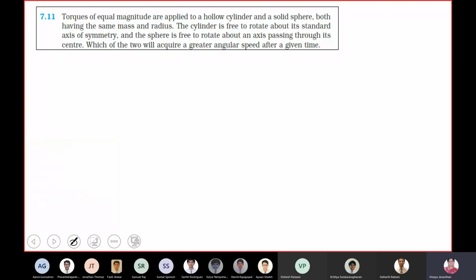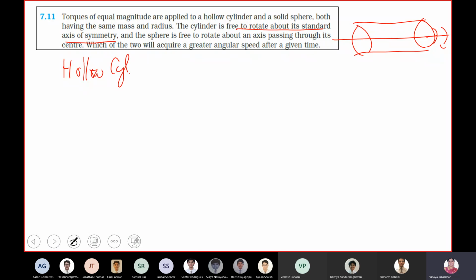Torques of equal magnitude are applied to a hollow cylinder. The cylinder is rotating about its axis of symmetry. You know what the axis of this one is? This way of rotating. So it's a hollow cylinder. You must check your textbook: what is the moment of inertia for a hollow cylinder and a solid sphere?